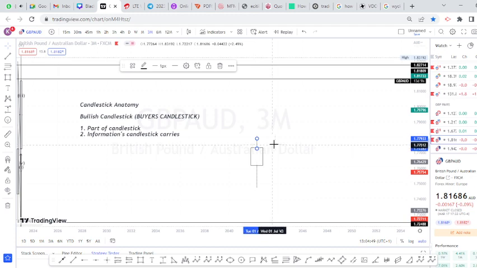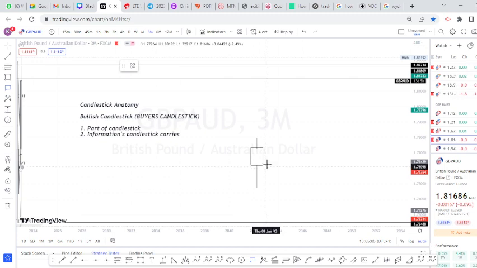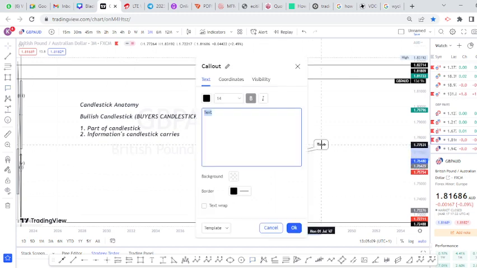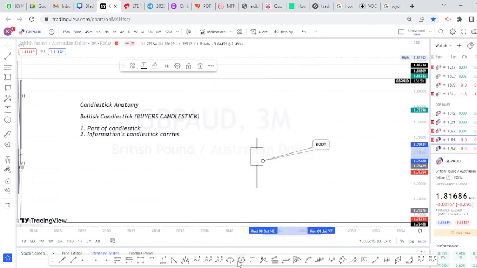So that is basically the work of the bullish candlestick. It shows the strength of the buyers. And the wicks, you can call them wicks, tail, or shadow. Those are the three things you can call them. This is the body. You can see that it is bigger. That's the body of the candle.